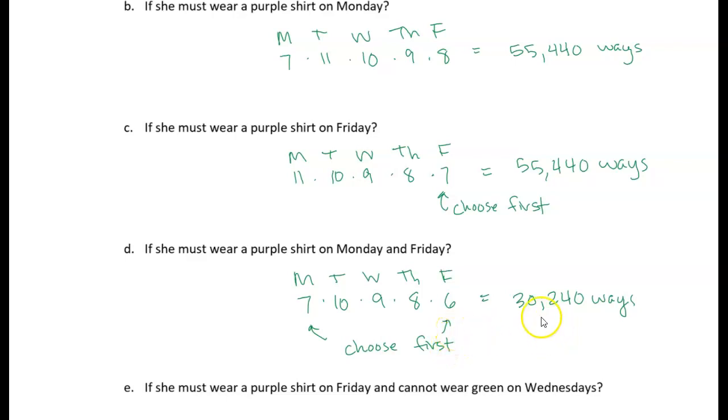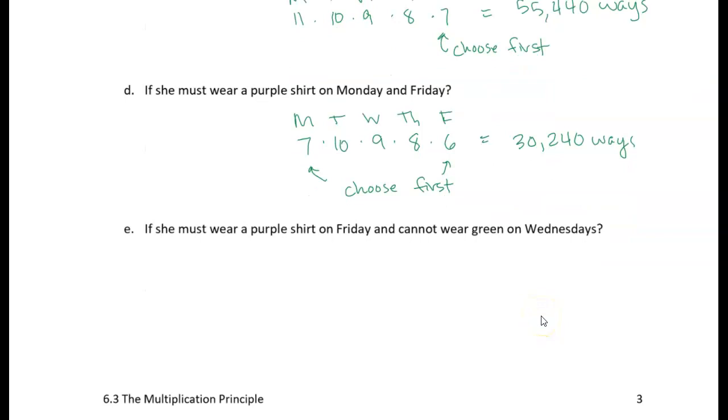All right, we've got one more part to this question. They keep getting more complicated. In this scenario, she must wear a purple shirt on Friday, and she cannot wear green on Wednesdays. Okay, so we've got a couple of different restrictions here. So again, she's got to make a choice for each of the days of the week, so I'm just going to list those out. And okay, we know we want to deal with the restriction first. Now here, she's restricted on Friday to just her 7 purple shirts.